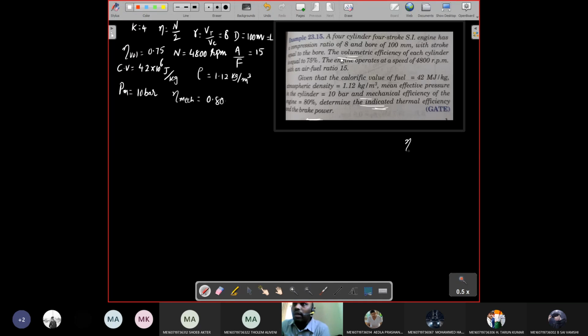So how to calculate indicated thermal efficiency? Indicated thermal efficiency is IP by mass of fuel into calorific value. Yes or no? So total output by what is the input we are giving. The output is the indicated power. For that we are burning the fuel. That is the total energy we are supplying: mass of fuel multiplied by the calorific value. Then he is asking brake power.